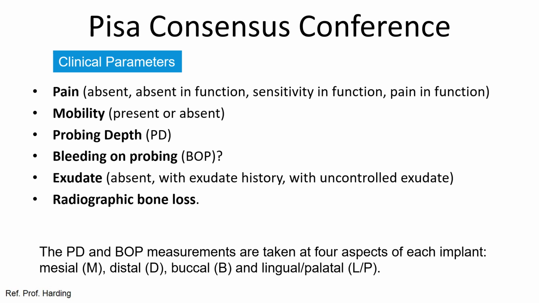Probing depth is something which becomes irrelevant when the implants are restored, and also if you're doing immediate loading protocols, as is bleeding on probing and the presence or otherwise of exudate. And finally, we have the radiographic parameters, which is a peri-implant or peri-fixture radiolucency. So you can see these clinical parameters are far more extensive than those published by Albrektsson in '86, where he was looking at the radiographic changes in the marginal bone level.